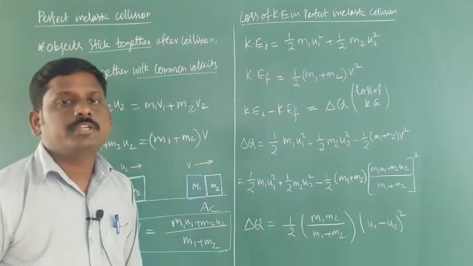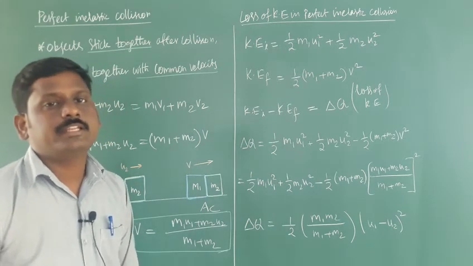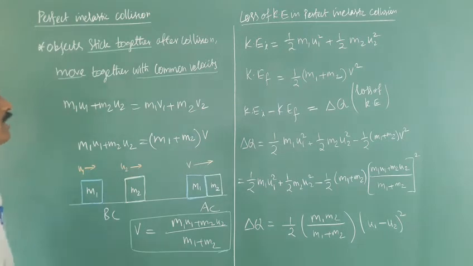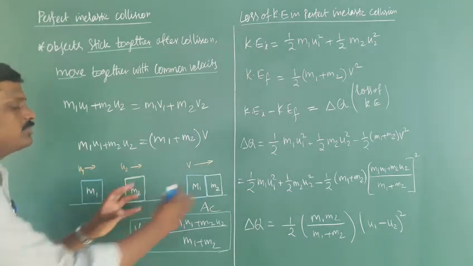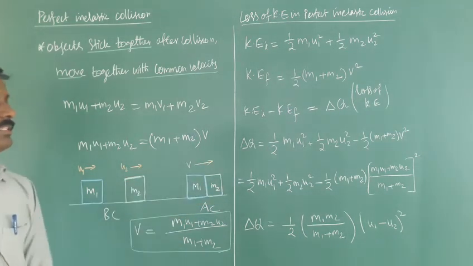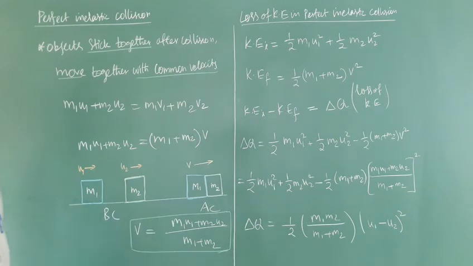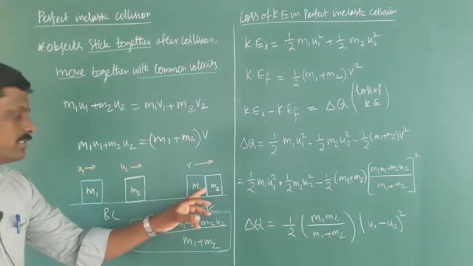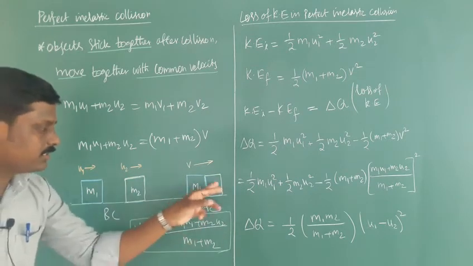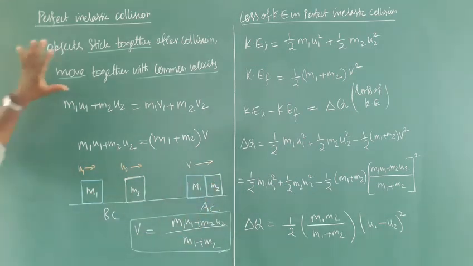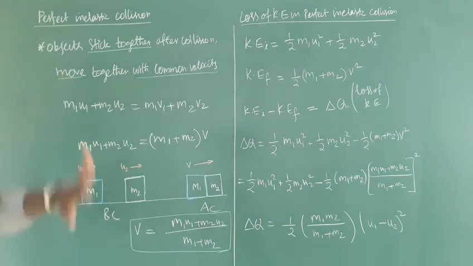Good morning students. In this class we are going to discuss perfectly inelastic collision. Consider masses m1 and m2 moving with velocities u1 and u2. After collision, the masses m1 and m2 stick together and move with a common velocity v. That is a perfectly inelastic collision. The objects stick together after collision and move with a common velocity.